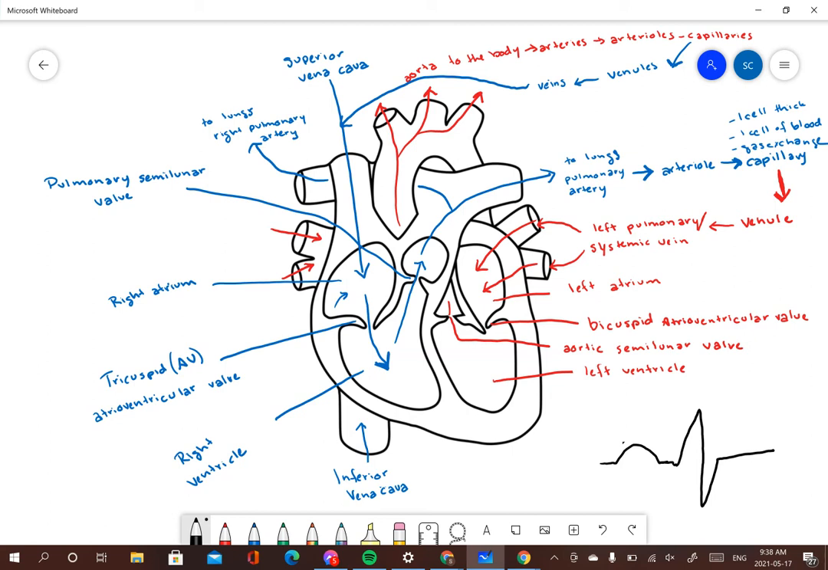And so we have the two different phases that you need to know about, the P phase and the QRS phase. Okay, so in that P phase, the main thing that is happening is your atria are contracting. So this is your atrial contraction. Okay, and your QRS phase, that is your ventricle contraction.